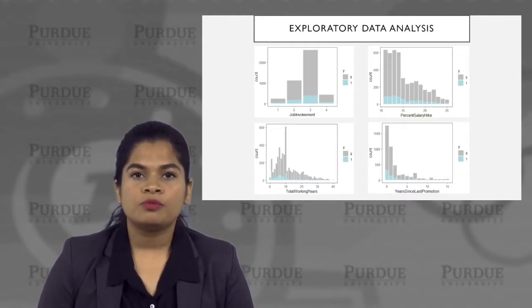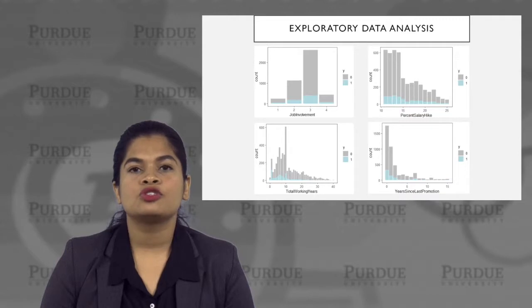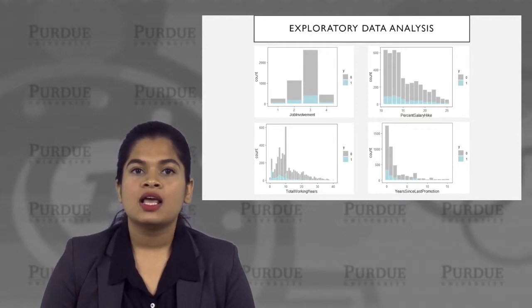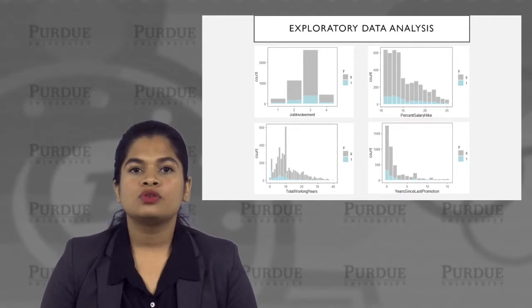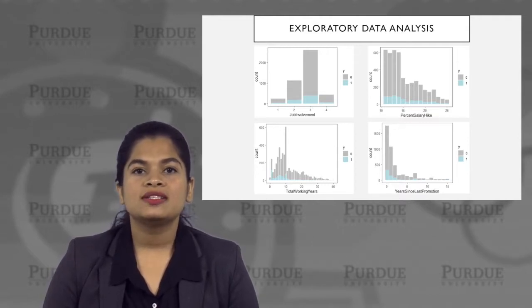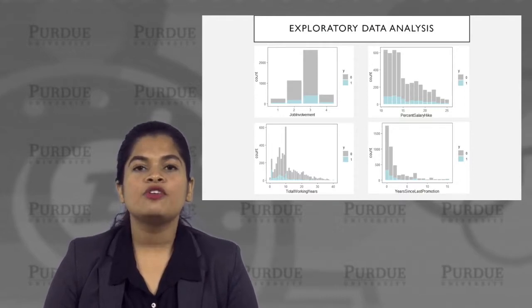In the plot of job involvement, we can see that at level 3, maximum number of people are staying and leaving the job, and this trend continues for the job level 4. In the plot of percent salary hike, we can see that as the percent salary hike increases, lesser number of people are leaving the job, which might lead to lesser attrition rate. In the plot of total working years, we can see that as the total number of working years increases at the company, lesser number of people are leaving the job, which might lead to lesser attrition rate.